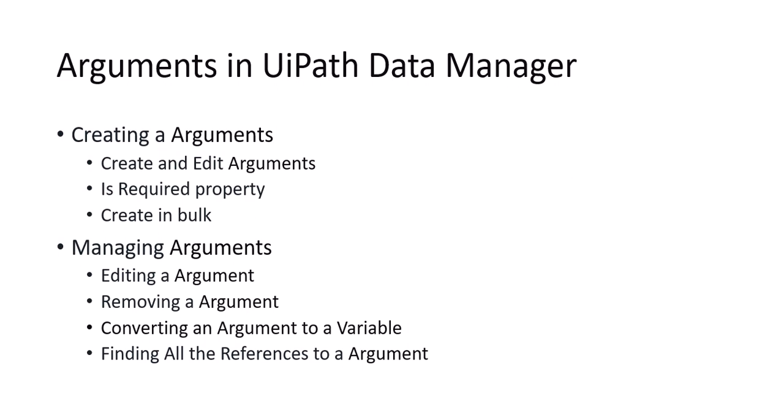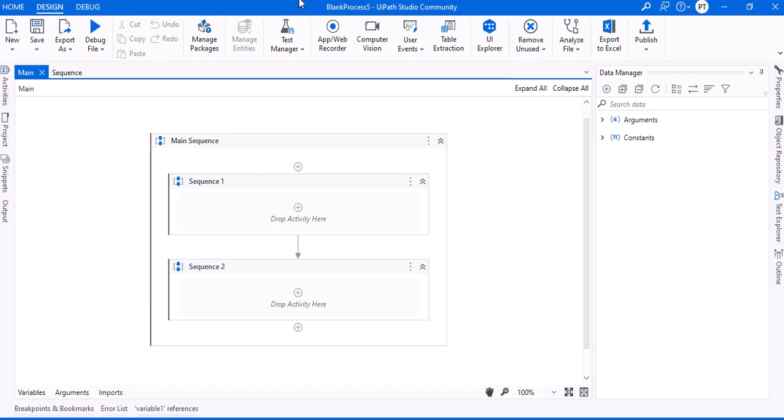So that is one new thing added. Later on we will see how to manage arguments within Data Manager, which includes editing, removing or deleting arguments, converting an argument to a variable, and finding those arguments' references within Studio. So let's go through all of them in UiPath Studio.